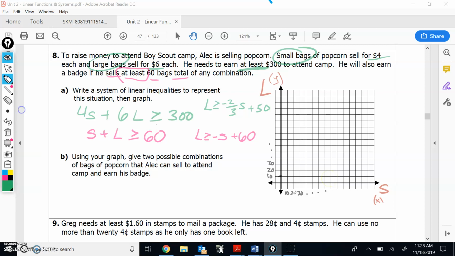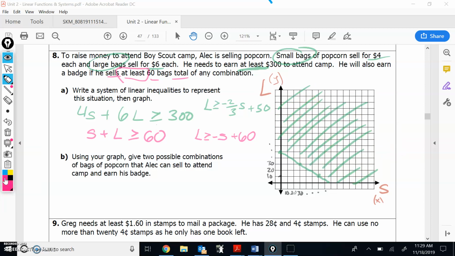Green one. Y-intercept is 50, which is right here. And the slope is down 2 over 3. Since both scales are the same, we can just go down 2 boxes over 3 boxes, and then down 2 boxes over 3 boxes. And since the scales are the same, it's going to be a solid line. And you don't include arrows here because we're not going to go into any other quadrant other than 1, since the amount of bags we can sell is only positive. And we're going to shade above, just like this.